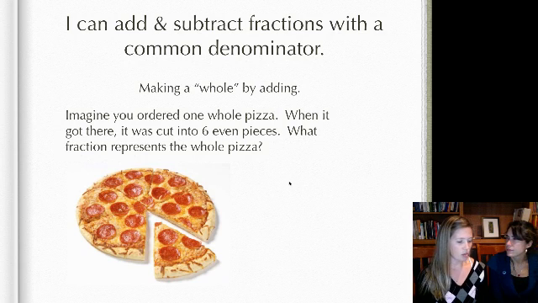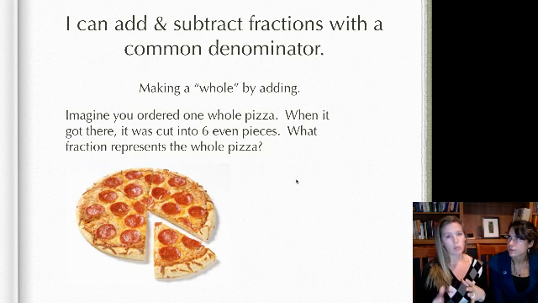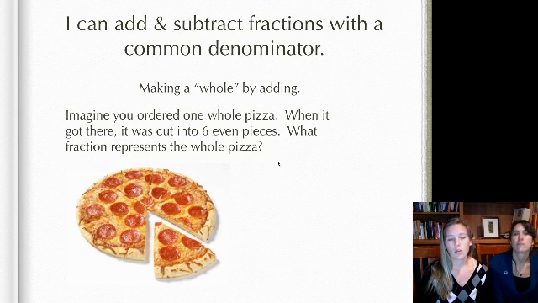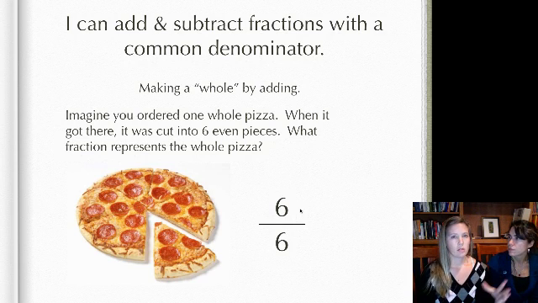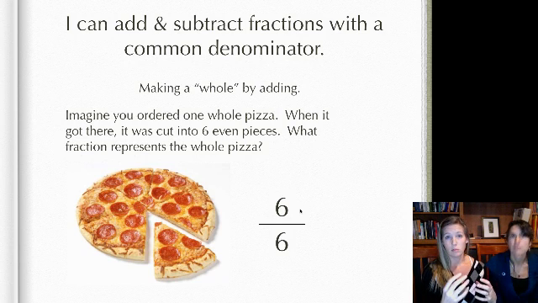If you remember back to our definition of the numerator and denominator, the numerator is how many pieces you have, or how many you're talking about. So we have 6 pieces right there. They're all there. Out of how many total? Well, 6 total. So the fraction representing our whole is 6/6. So if you're talking about a fraction and the numerator and the denominator are the same, it's going to equal 1 whole, no matter what.